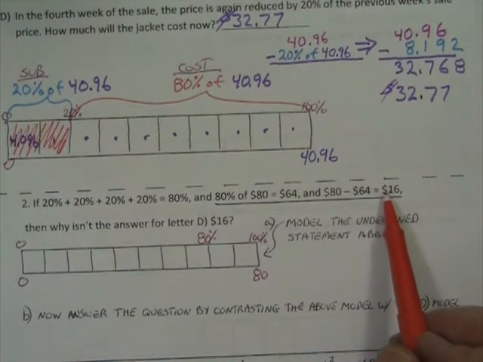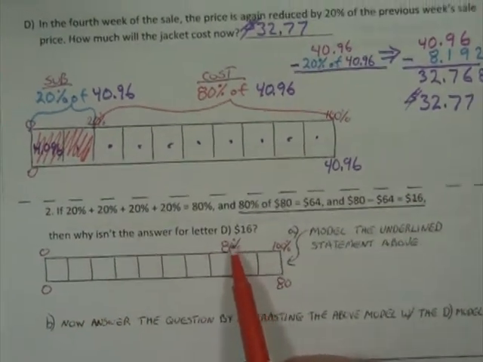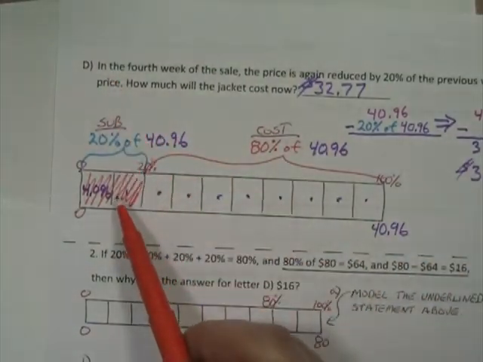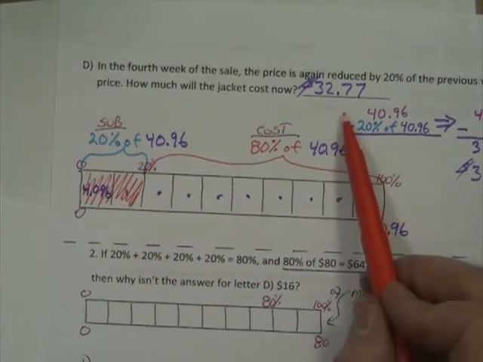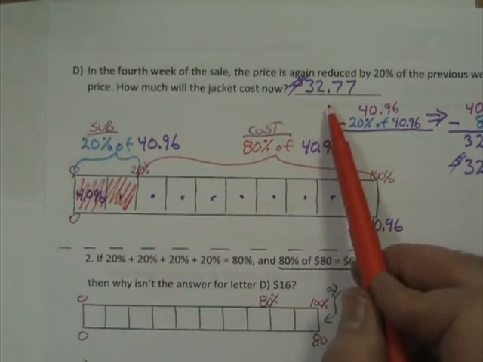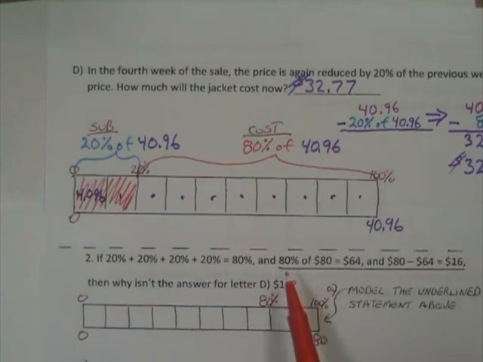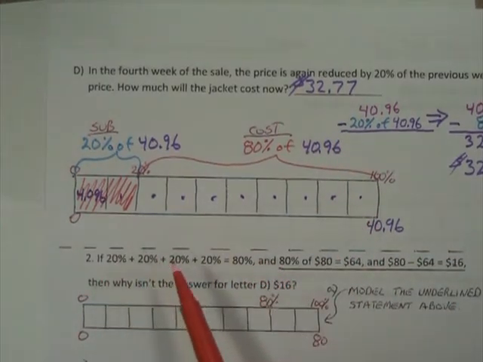And the question is, then why isn't the answer for up here $16? Why did we get this number? Why didn't we get $16? Because we took $80 and then we took away 20, and then we again took away another 20, and then another 20. Why isn't that so?